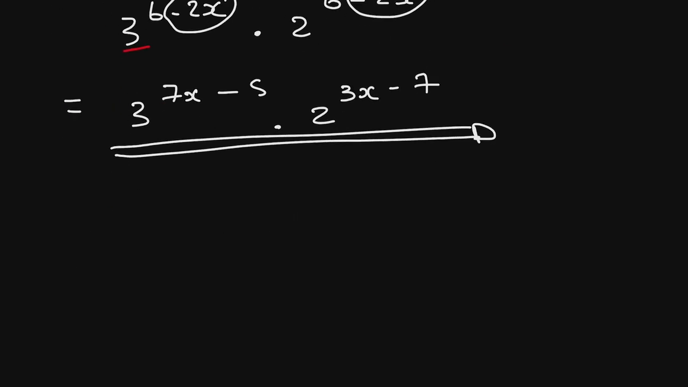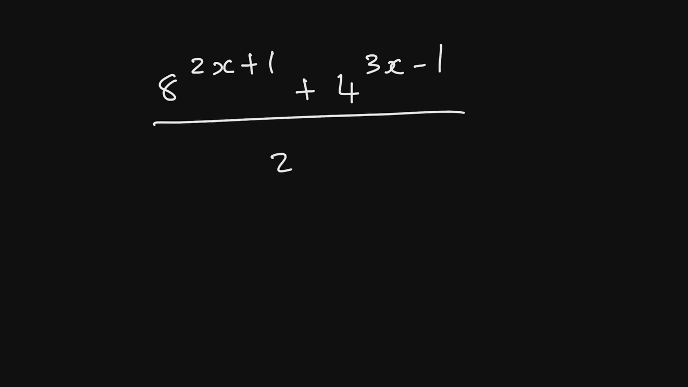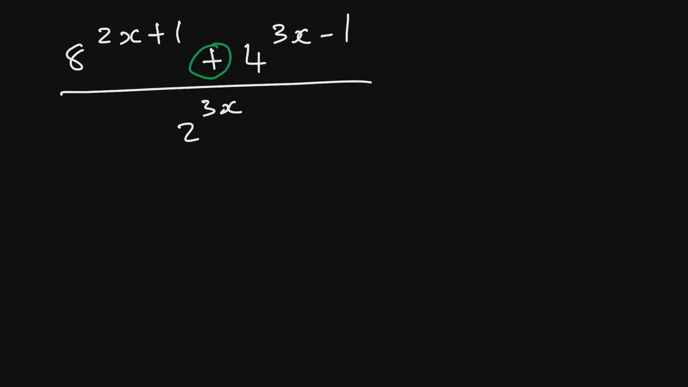Now we can also have examples such as that, but with a plus in between. Let's say, for example, we have 8 to the power of 2x plus 1, plus 4 to the power of 3x minus 1, all divided by 2 to the power of 3x. In this case, there is a plus between our numbers, so we're still going to do the very same process.